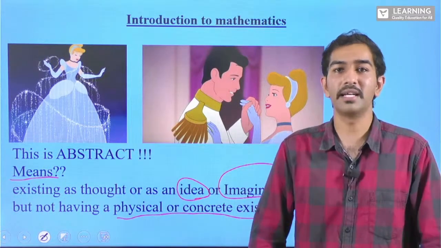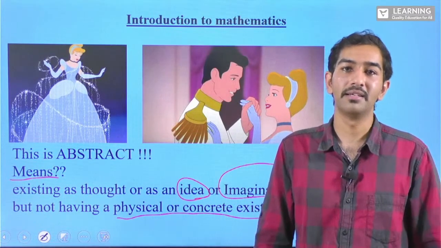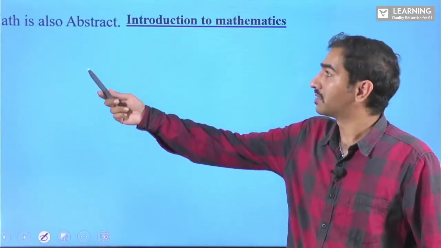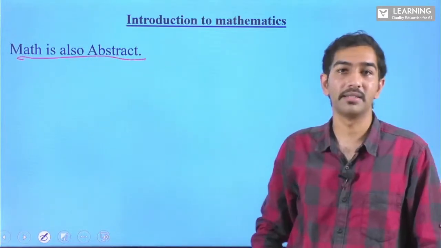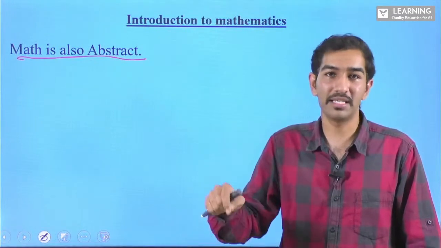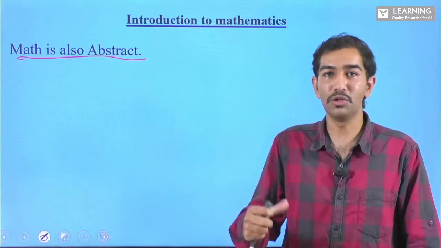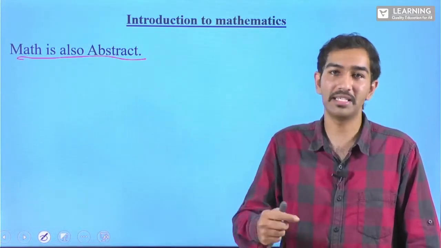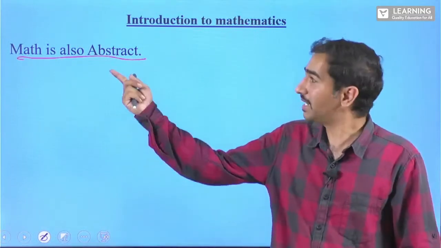Now what is the reason I told you this story? This is because even mathematics is abstract. Math is also abstract, which means what? Math is just an idea, or just an imagination, or just a set of principles. There is no physical existence of mathematics. It is just an idea. It does not exist. But is this idea false?